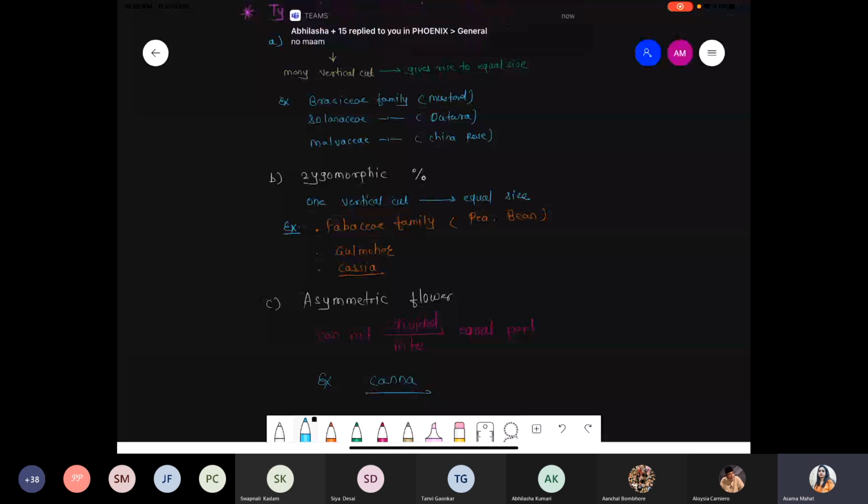Okay. Tomorrow we'll start with the position of the flower on the basis of the thalamus. And in NEET 2020, there is one question from this part: hypogamous, perigamous, and the epigamous. Three types of the floral part on the basis of the thalamus. So हम कल start करेंगे hypogamous, perigamous, and the epigamous. And in this NEET 2020, एक question यहाँ से बना.